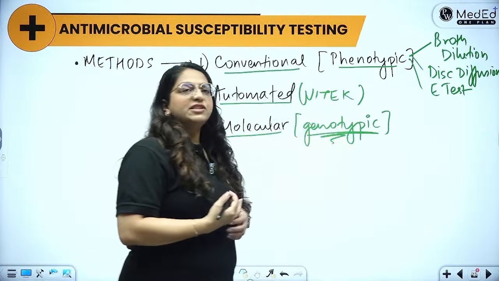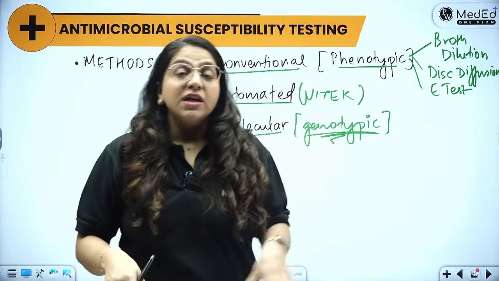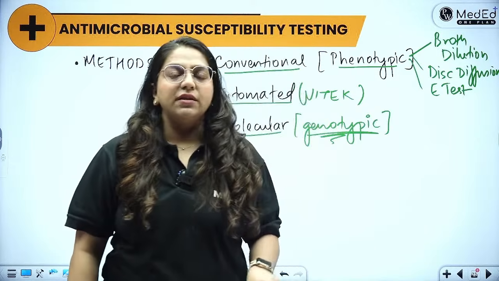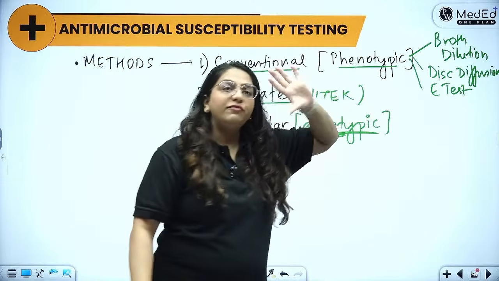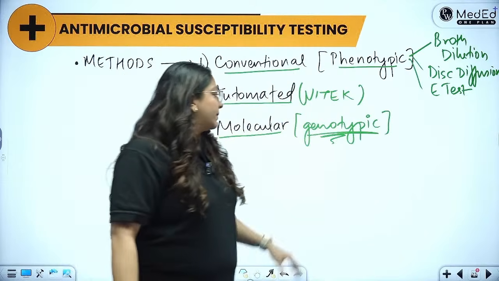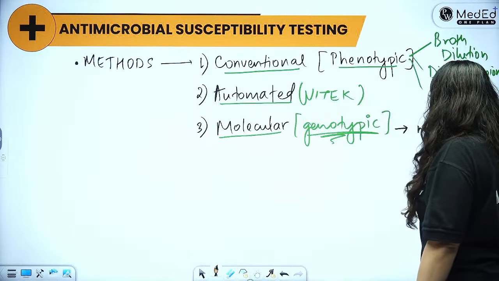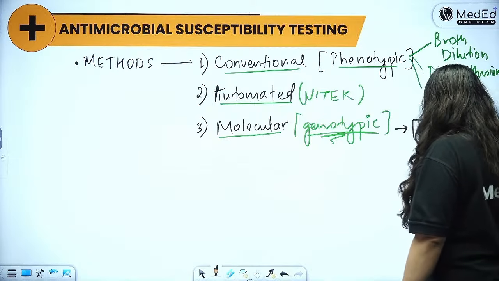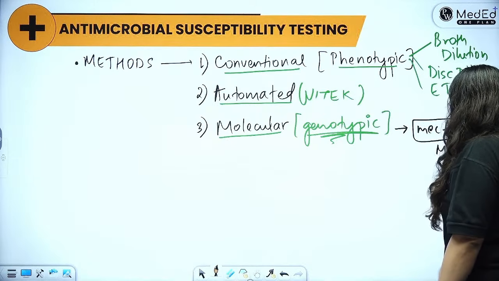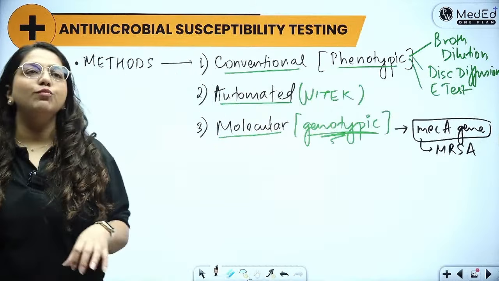Now, the problem with the genotypic method is that the presence of a gene does not mean resistance. Suppose a bacteria has a gene. What if the gene is not getting expressed? So, phenotypic methods are confirmatory, but genotypic methods tell me whether the gene is present or not. Example, if the mecA gene is present inside Staphylococcus aureus, you know that it is an MRSA, or methicillin resistant Staphylococcus aureus. So, you are detecting the genes in the molecular methods.